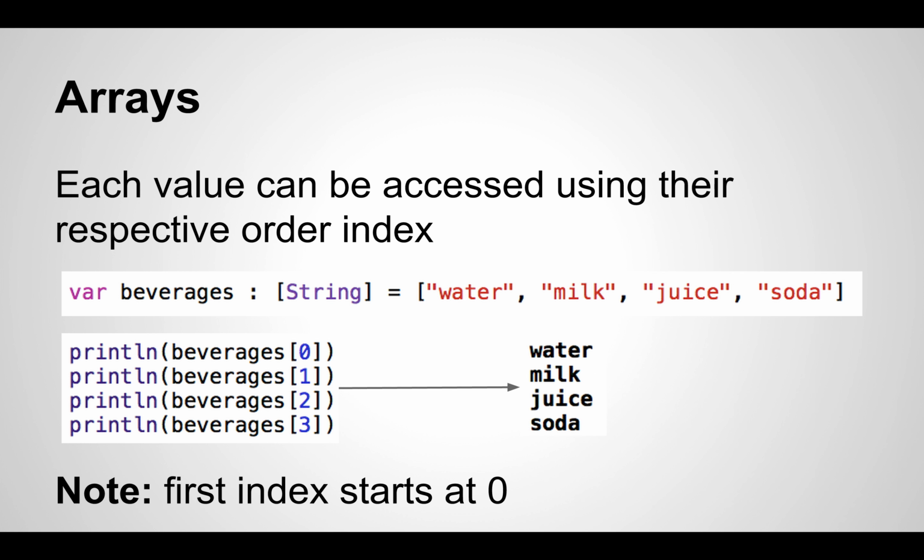Now, if we want to access these, we access them using the index. As you can see in the printlns, we have beverages at bracket 0, beverages 1, 2, and 3. This would print water, then beverages 1 would print milk, beverages 2 would print juice, and beverages 3 would print out soda. As a note, the first index starts at 0. So why is water at index 0? Because it's the first one that got inserted. If somehow we added coffee first, then it would print coffee. If we added juice first, it would print juice first.